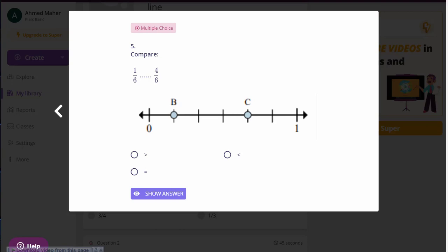Yes, teacher. Okay, Ali Al-Kuwaiti, go ahead. 1/6 is less than 4/6. Excellent, thank you, Ali.